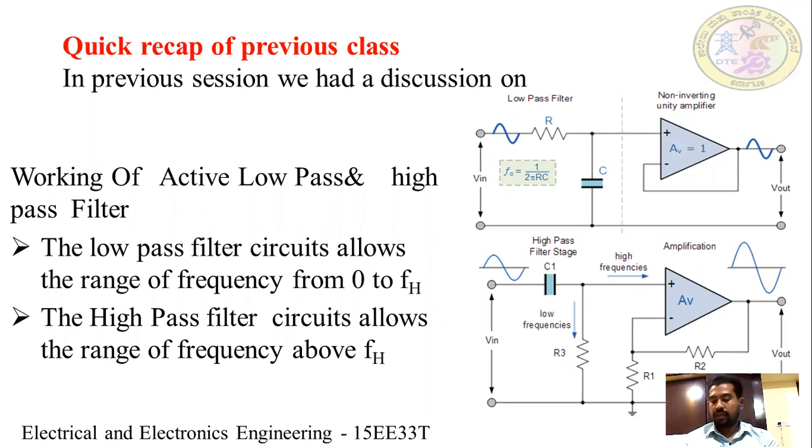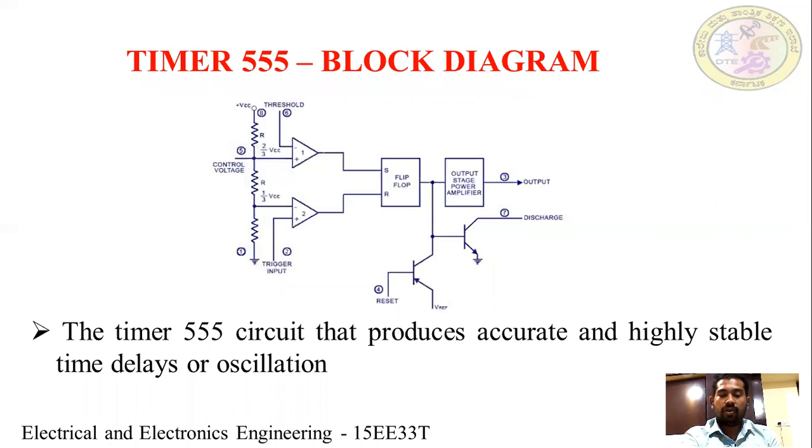With the low pass filter, the frequencies between 0 and the cutoff frequency are called the pass band, and the frequencies above the cutoff frequency are called the stop band, and the region between the pass band and the stop band is called the transition. An ideal high pass filter has an infinite attenuation in the stop band and zero attenuation in the pass band, and a vertical transition. This is all about the previous class.